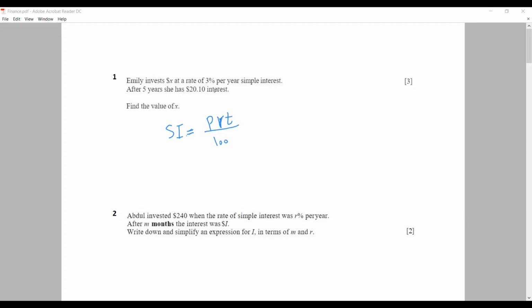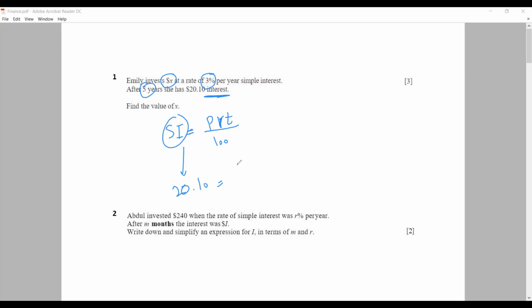So P is the principal, that is X. And this is basically the rate, that is R. T is the time, after 5 years. And the interest is here, $20.10. In some questions, they give you the total amount in the bank account, so you have to deduct the principal from it just to get the interest. So be careful. On the left-hand side, we only have to place the value of simple interest.